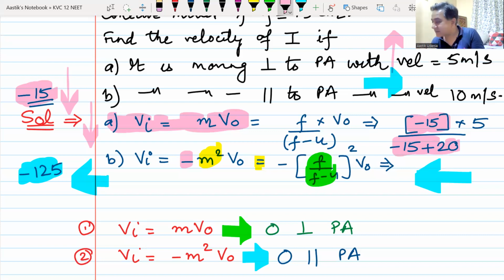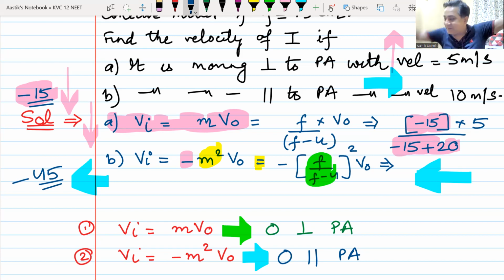Look, I have also made a mistake. Minus 15 by 5 is minus 3. Minus 3 ka square is 9. 9 into 5, 45. So the answer is 45. Today I am making a lot of mistakes. So minus 15 by 5 is minus 3. Minus 3 ka square is 9. 9 into 5 is 45. So the answer is minus 45.